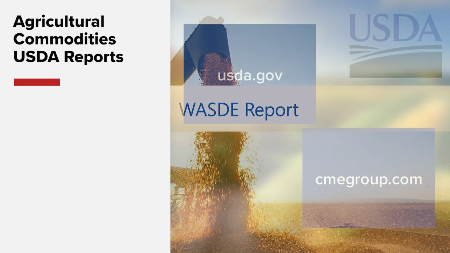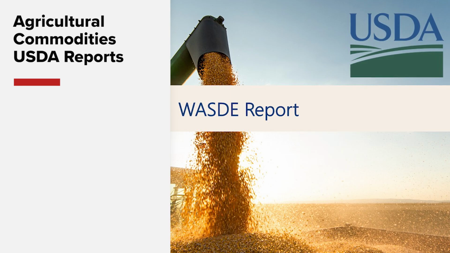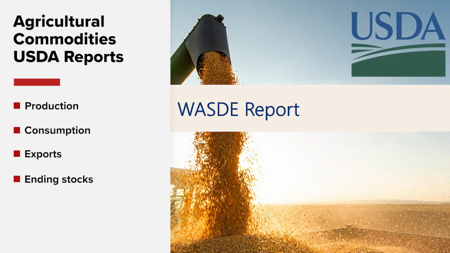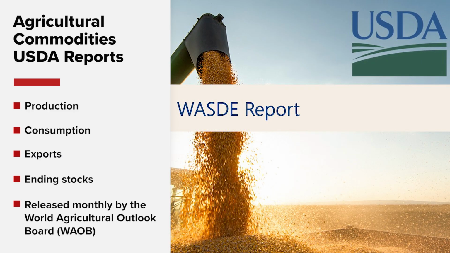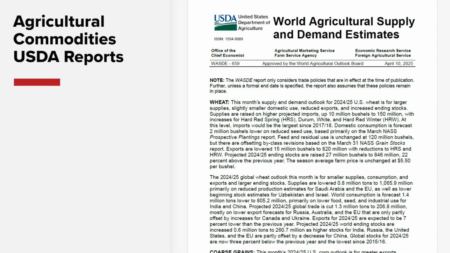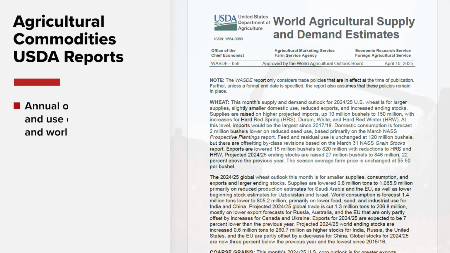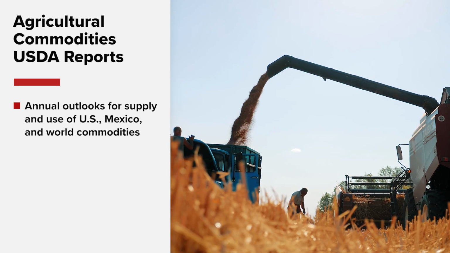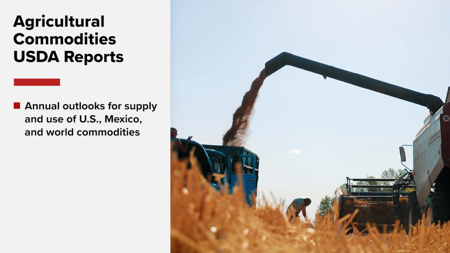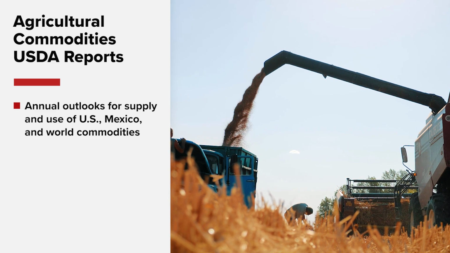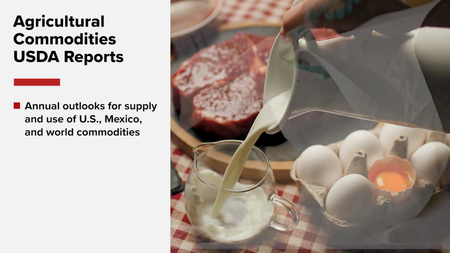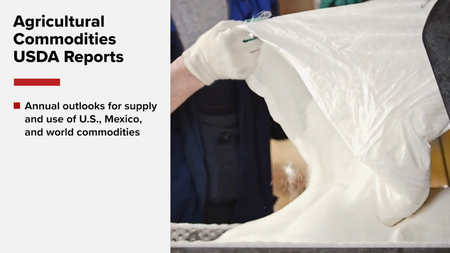WASDE, for example, offers global data on production, consumption, exports, and ending stocks. This report is prepared and released monthly by the World Agricultural Outlook Board and contains, among other crucial market-related insights, annual outlooks for supply and use of U.S. and world wheat, rice, coarse grains, oilseeds, and cotton. The report also covers U.S. supply and use of sugar, meat, poultry, eggs, and milk, as well as Mexico's supply and use of sugar.